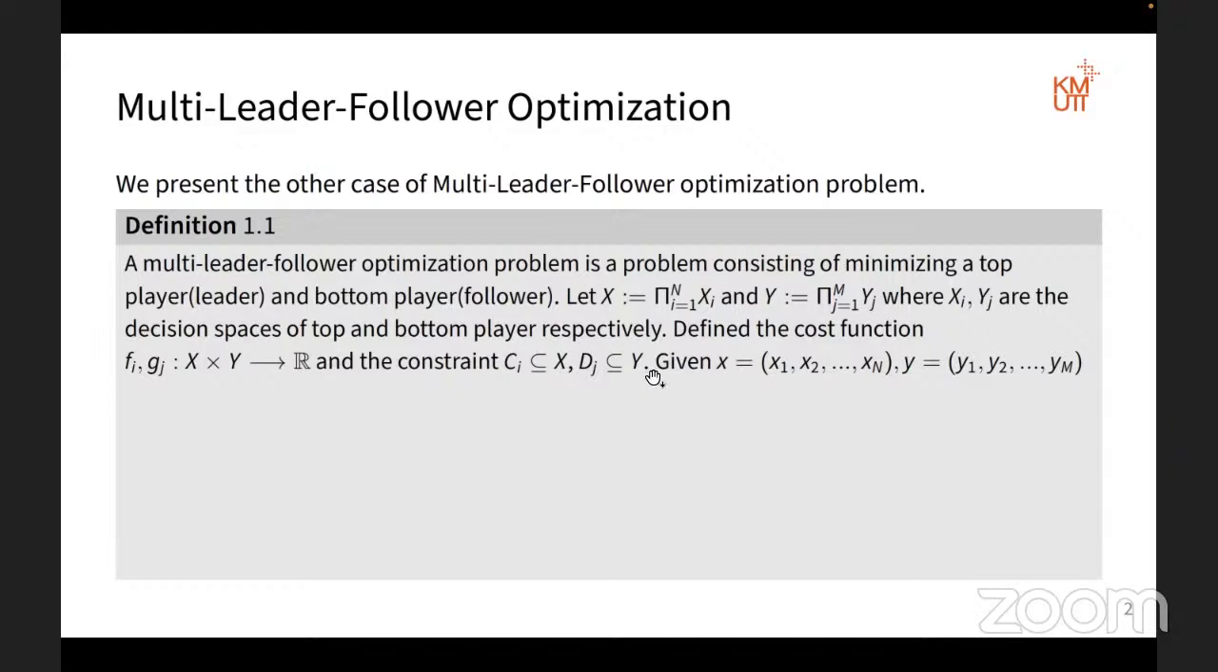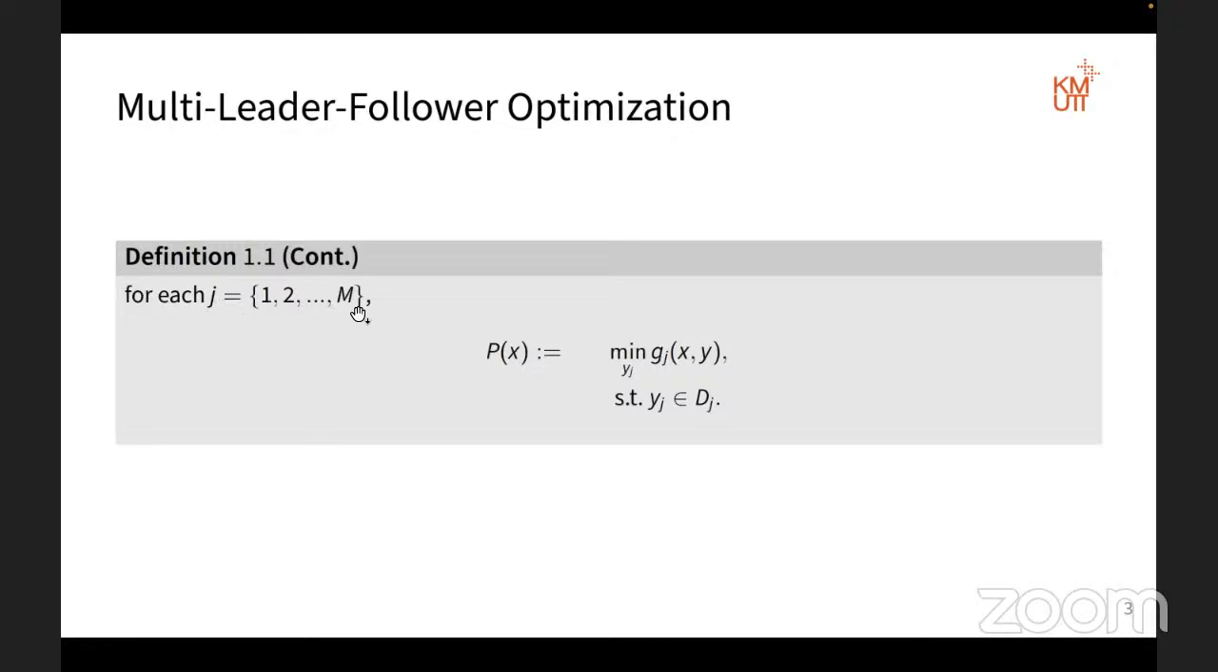Given X equal to this and Y equal to this, for i equal 1 to n, we want to minimize the cost function f_i of x, y such that x_i belongs to C_i, and y solves the problem P(x). What is the problem P(x)? For j equal 1 to m, the problem P(x) is defined by minimizing the cost function g_j of x, y such that y_j belongs to D_j.